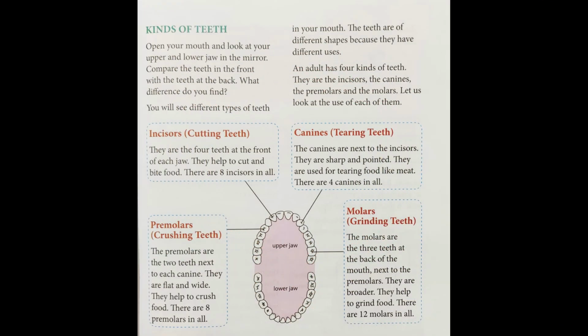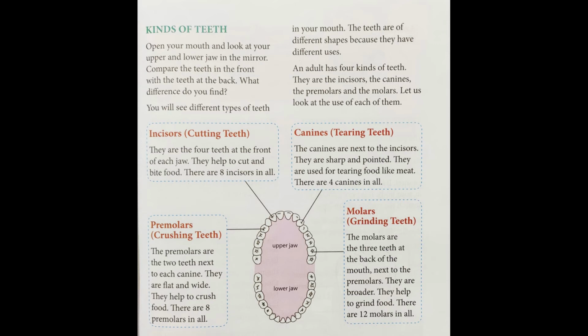Types of teeth. There are different types of teeth in our mouth. Open your mouth and look at your upper and lower jaw in the mirror and compare the teeth in the front with the teeth at the back. What difference do you find? You will see different types of teeth like incisors, canines, premolars and molars. The different types of permanent teeth in the mouth. Each one has its own function.